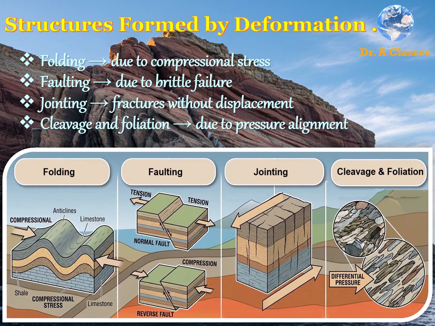Cleavage and foliation. At the microscopic level, intense differential pressure can physically reorient the minerals within a rock. As minerals like mica align themselves perpendicular to the pressure, they create a flat surface, that is cleavage, or layer banding, that is foliation, characteristics of metamorphic rocks.